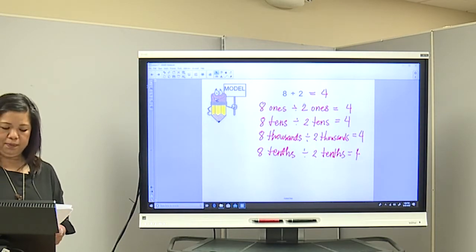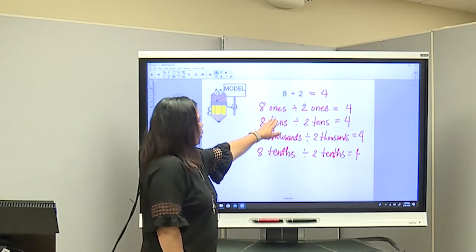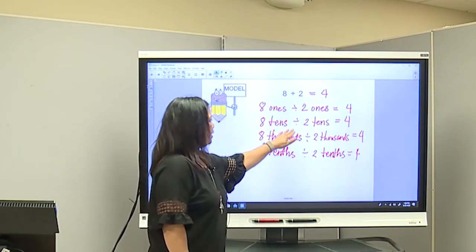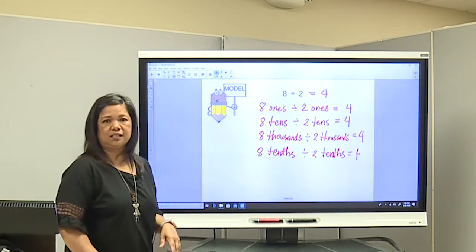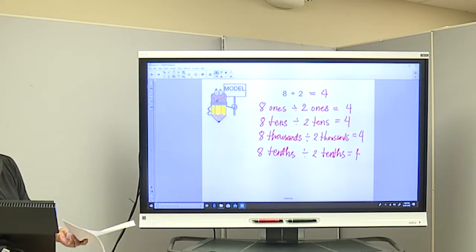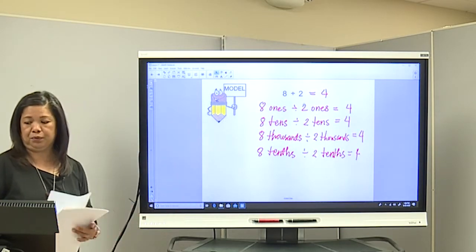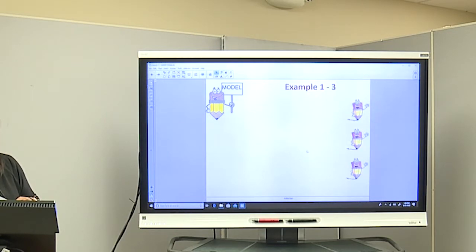You are right. Because the units are the same. Okay? Ones, tens, thousands, tenths, etc. Now remember, this lesson is all about dividing a fraction by a fraction with the same denominator. So I think it's just appropriate to use this example so that we get the concept, okay? So fraction by fraction with the same denominator.